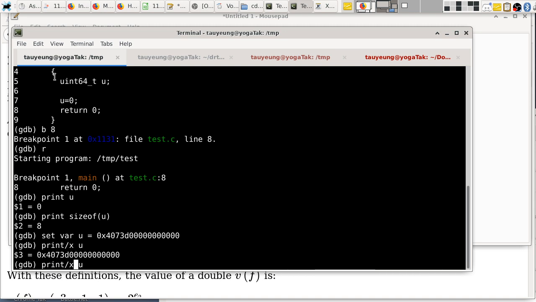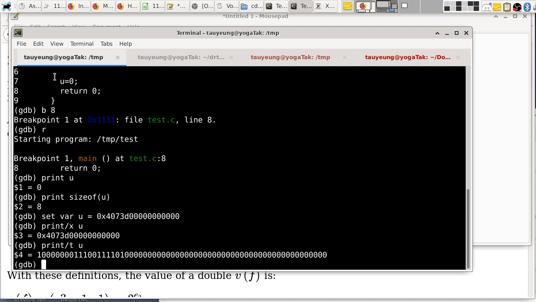Now in GDB, it also gives you a /t, which is binary, which is kind of cool because we can now see the entire number in binary, except the leading 0 is missing, because it doesn't need to print a leading 0. Pretty sure there's a way to specify to print the leading 0 too, but this is without the leading 0. Are we doing okay so far? Okay. So we know the bit pattern is in u.